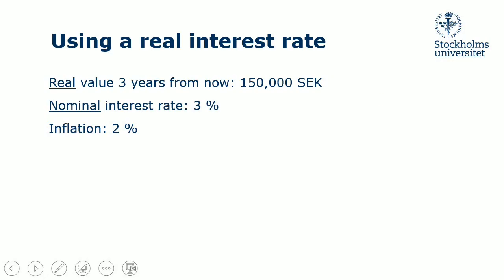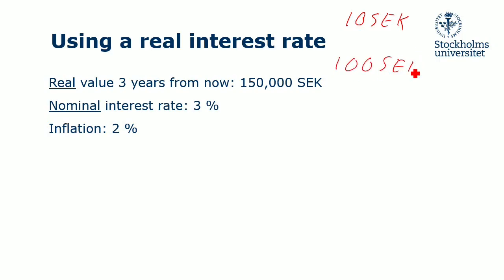Okay, so assume that we have 100 kronor in our account today. Actually, let's do it like this. Assume that 1 liter of milk costs 10 kronor. So 1 liter of milk costs 10 kronor today. And in our hands, we have 100 kronor. So what does this mean? Well, it means that we could purchase today 100 divided by 10 equal to 10 liters of milk.